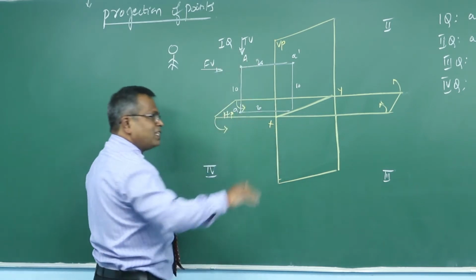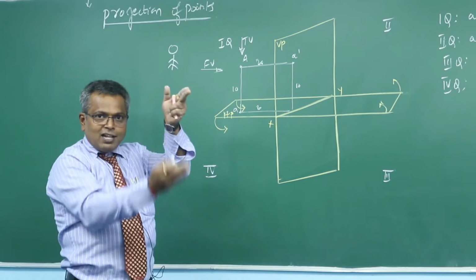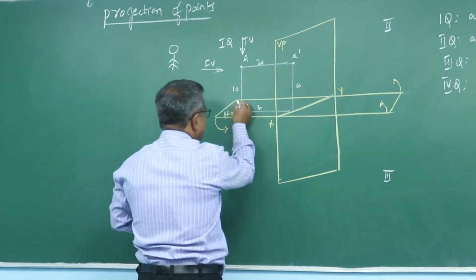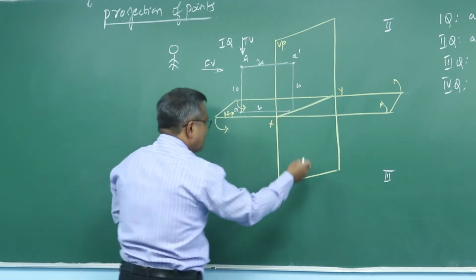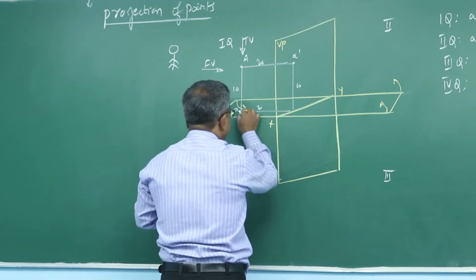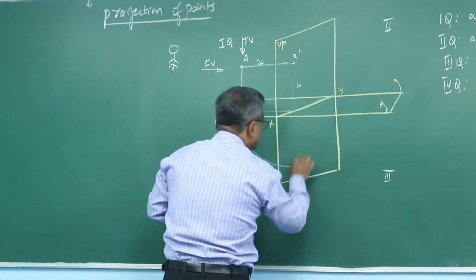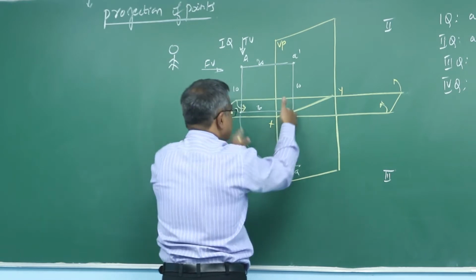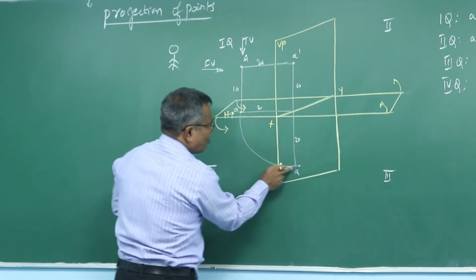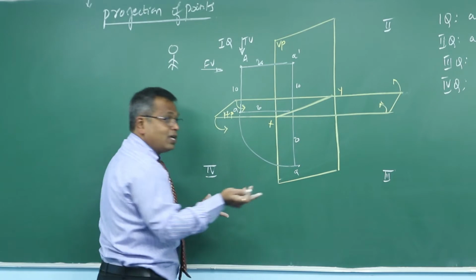We only have to rotate HP in the anticlockwise direction, because to bring it to the same plane of paper, when I rotate HP anticlockwise through an angle of 90 degrees, point A will come here. That is the distance of what? This 20 millimeter will come back. That means your point A is at a distance of 20 millimeter below the XY line.